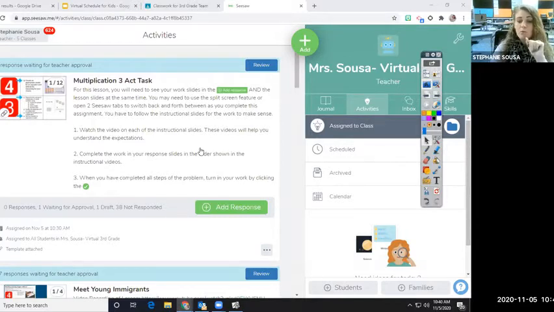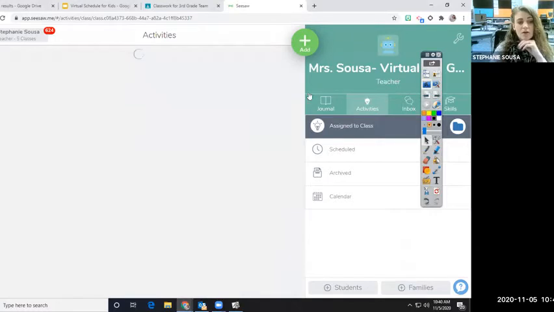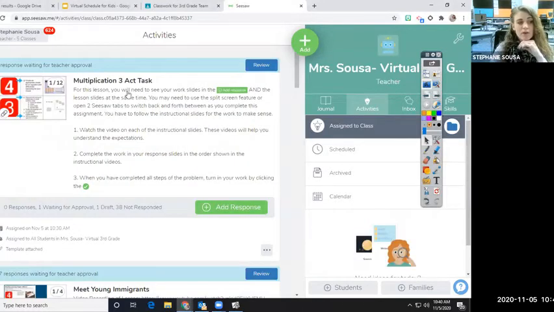So please know that we'll probably be saving this as a draft, but we're going to get through as much as we can today. Inside of Seesaw, you need to go right now to your multiplication 3-act task activity. Please go to multiplication 3-act task activity.